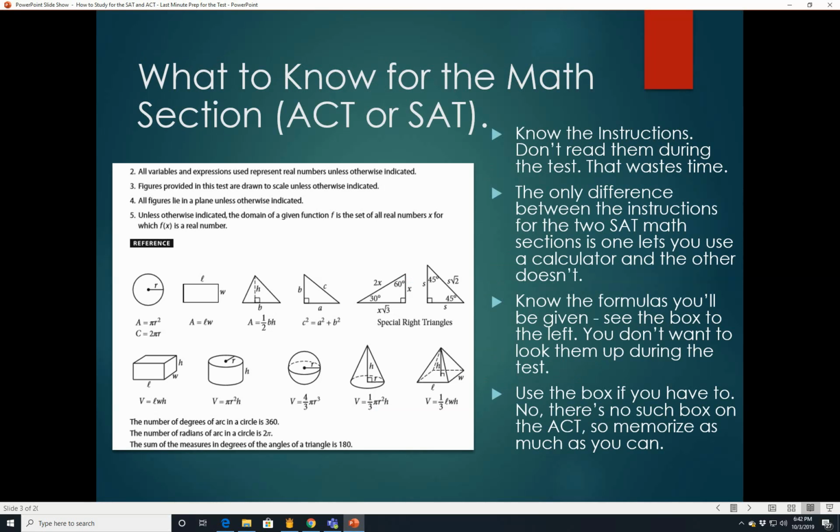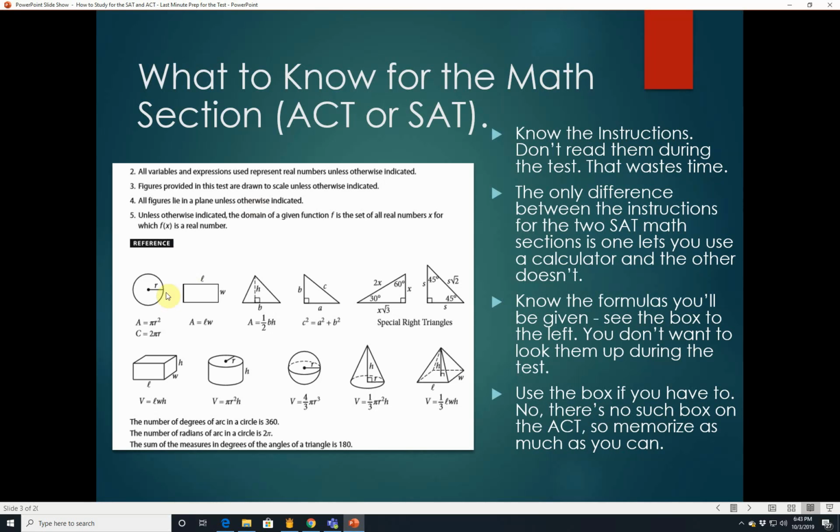So, what to know for the math section, the ACT or the SAT? First, you want to know the instructions. Don't read them during the test. That just wastes your time. So the only difference between the instructions for the two SAT math sections is one lets you use a calculator and the other doesn't. You should know the formulas you'll be given.